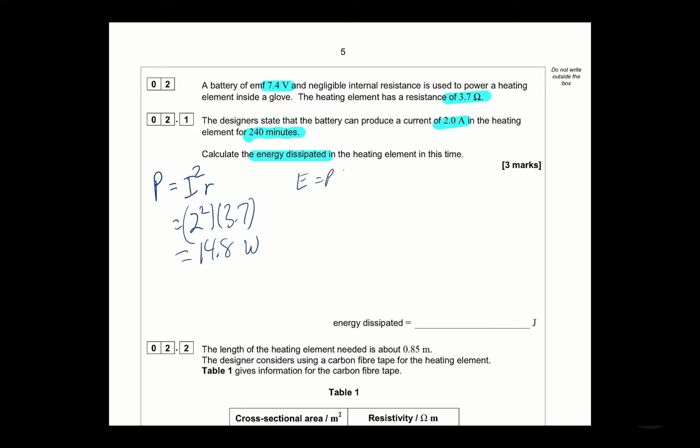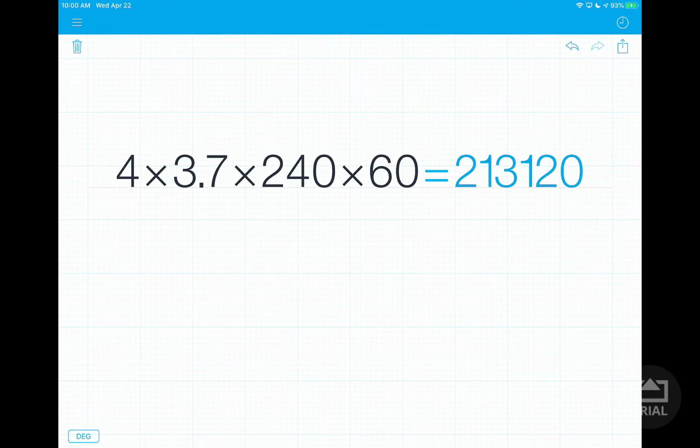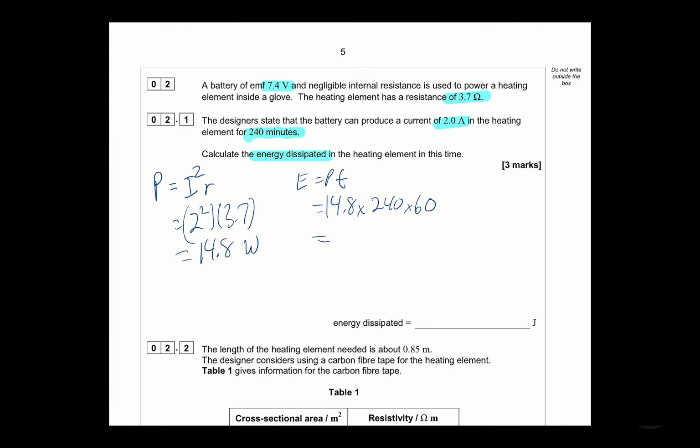Energy is power times time, so 14.8 times 240 times 60 is 2.1 times 10 to the 5 joules. Just be wary of your significant figures. Don't want to lose a mark unnecessarily.